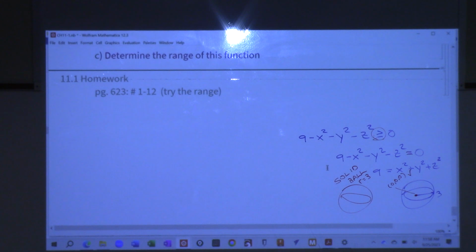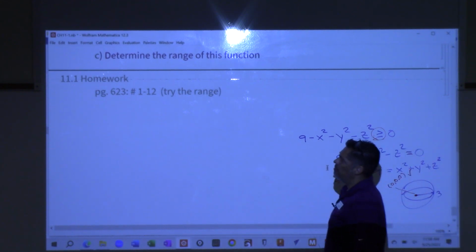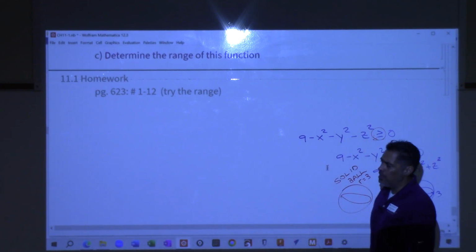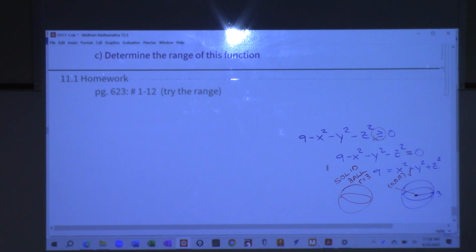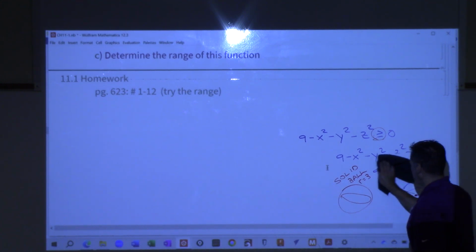All right. So the homework for this section is problems 1 through 12. It's very much like what we've done here. And I say try the range. Go to GeoGebra, type it in, see if you can tell what the range is from the picture. Now, you won't be able to type in functions of 3 variables. Right, just 2.